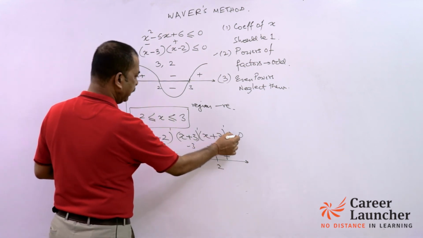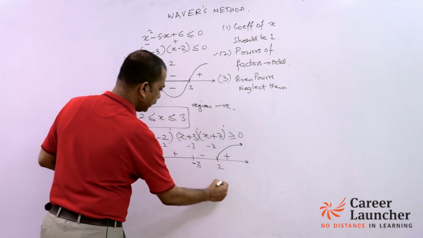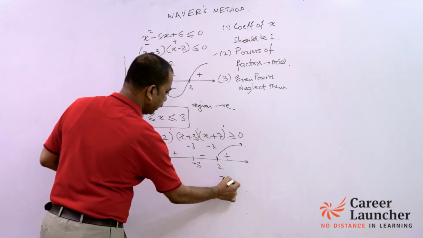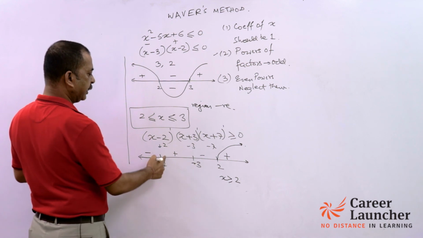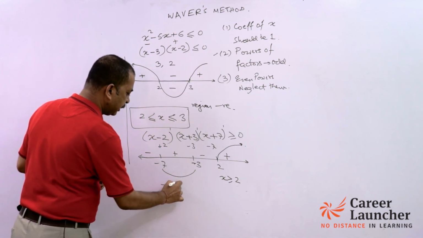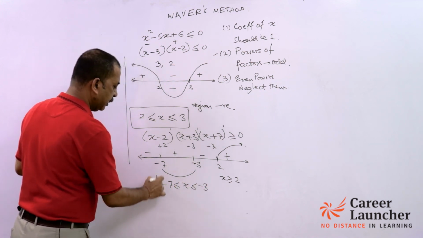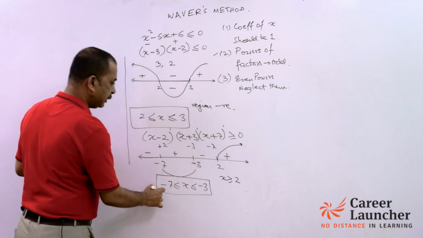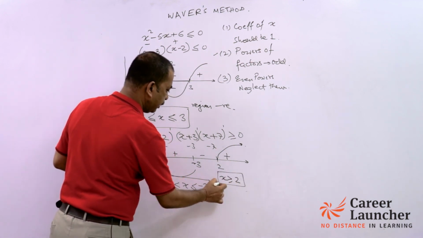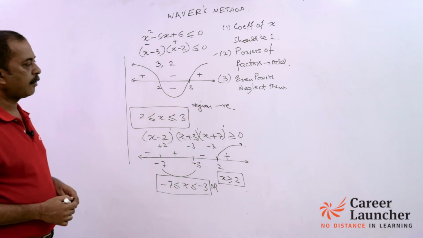Now we are interested in greater than 0, which means positive areas. So one is this positive region, which means I can say definitely that x has to be greater than or equal to 2. Then second is this region, where x belongs to this range. So we can write minus 7 is less than or equal to x is less than or equal to minus 3. So these two regions will come with an OR sign, the union of these two, right?